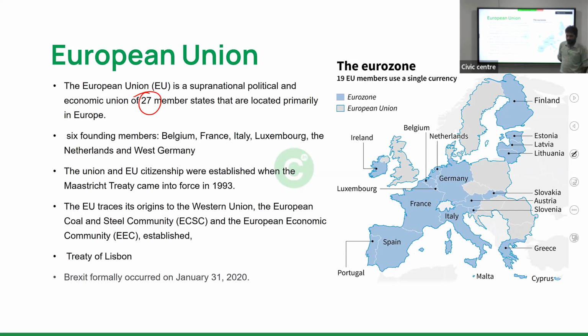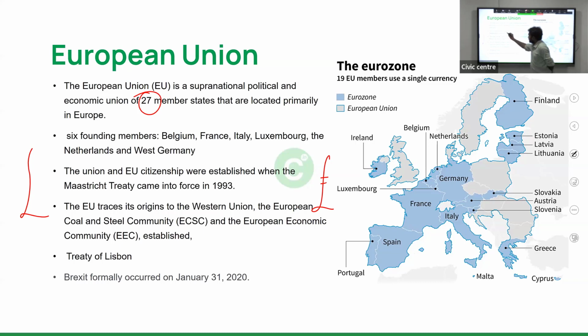Who was the first person? Theresa May. Previously, there was one more person. David Cameron. I think his name ends with Cameron only. I don't know, James or David. So Cameron, then Theresa May, then Boris Johnson, now Liz Truss. Mainly because of Brexit and having their independence, UK is having their own currency, pound sterling.